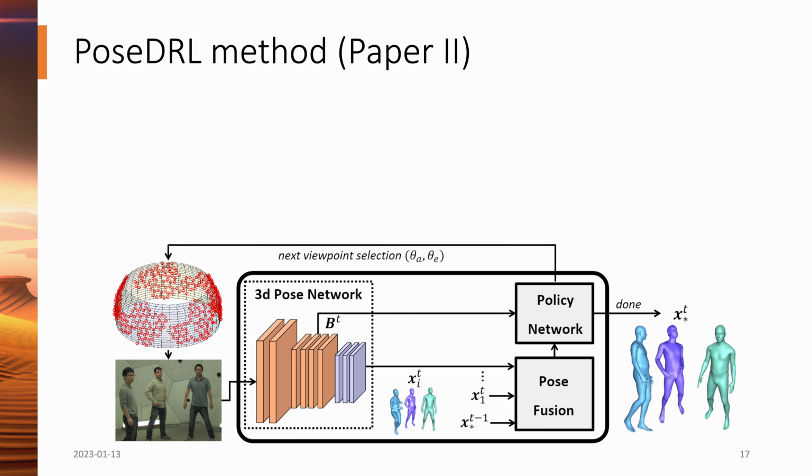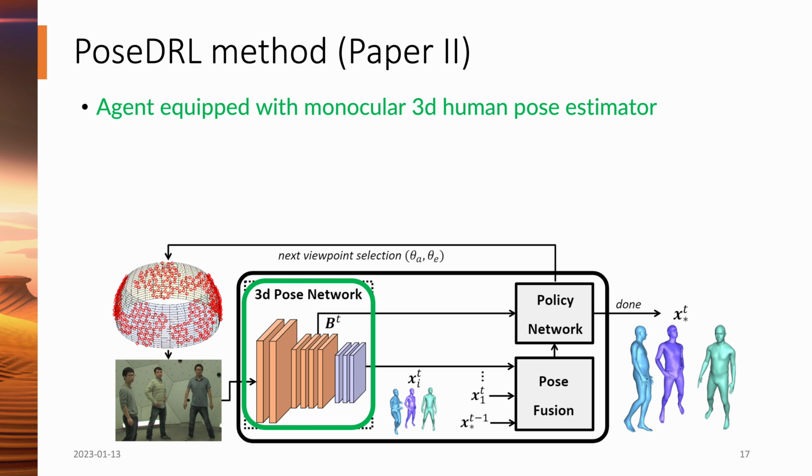The schematic figure of Pose-RL is shown on the slide. On the left, we see the Panoptic camera dome, from which the current selected camera provides an RGB image. This image is then processed by a pre-trained and interchangeable 3D human pose estimator that our agent uses to reconstruct the poses of the subjects at each visited viewpoint. The predicted poses and feature map from the 3D human pose network are given as input to a policy network that is trained using REINFORCE.